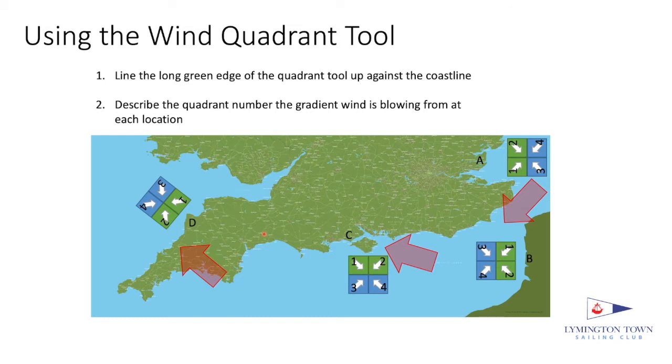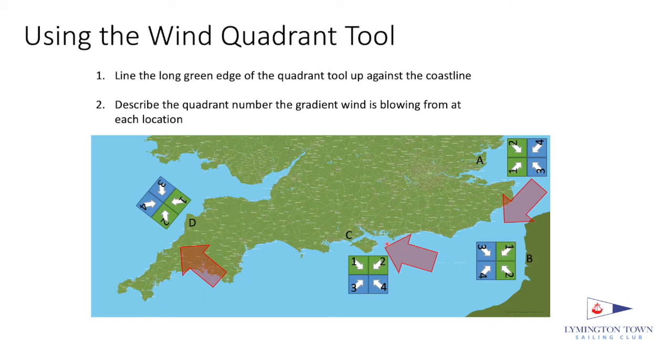So the question is, what quadrant number is that gradient breeze blowing into at each of these different locations? At location A, we've got this northeasterly. It's blowing onshore and it's coming out of quadrant 4. At location B, still the same northeasterly, but this time it's blowing offshore and it's blowing into quadrant 1. The arrow's lining up the same direction as quadrant 1.